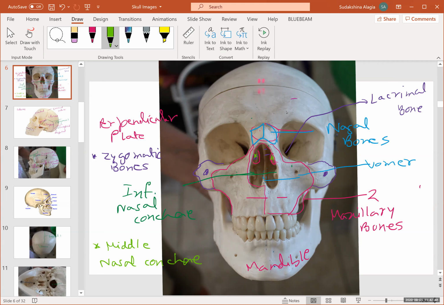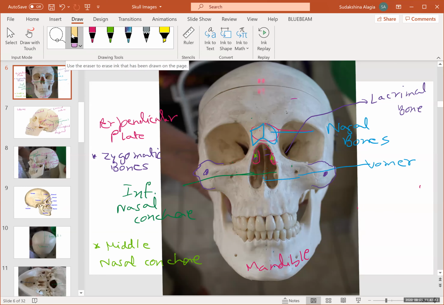So the inferior nasal conchae are not part of the maxilla? No, they're by themselves. That's why I wrote two inferior nasal conchae, they're counted as separate bones. Perfect, thank you. Sure.